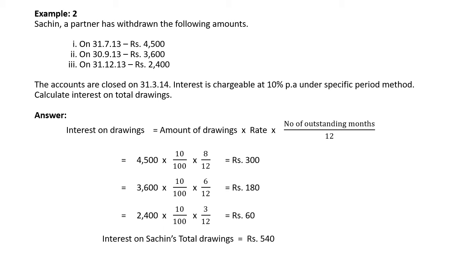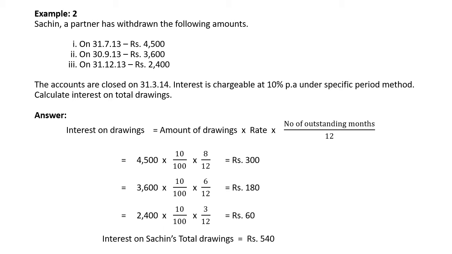Let us go with the second example. Sachin, a partner, has withdrawn the following amounts. On 31st July 2013, 4,500. On 30th September 2013, 3,600. On 31st December 2013, 2,400. Accounts are closed on 31st March 2014. Interest is chargeable at 10% per annum under this method. We have to calculate his interest on drawings. Again, we have to apply these details into the formula. Interest on drawings equal to amount of drawings into rate into number of outstanding months divided by 12.